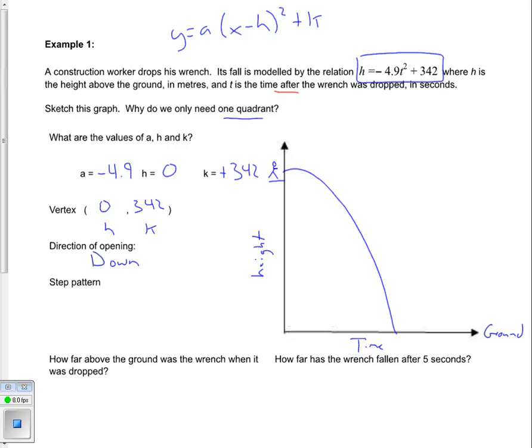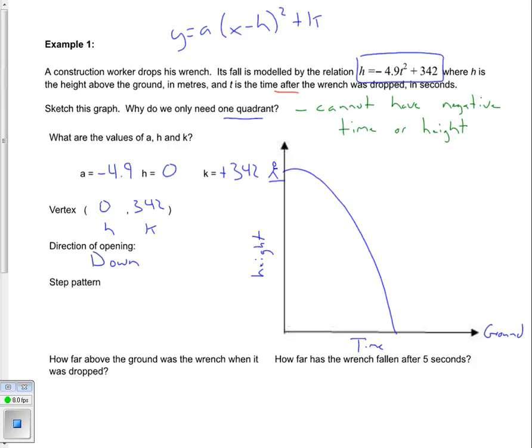I'll come back to why we only need one quadrant up here. We're trying to figure out both time and height, and you can't have negative time or negative height. The wrench isn't going to fall 300 meters into the earth or anything like that.